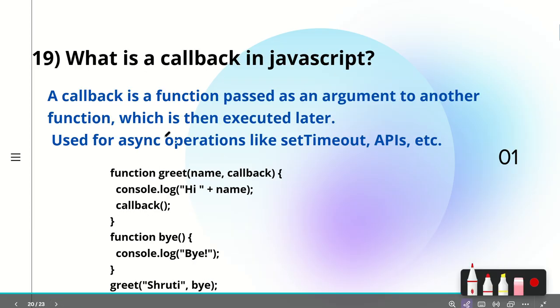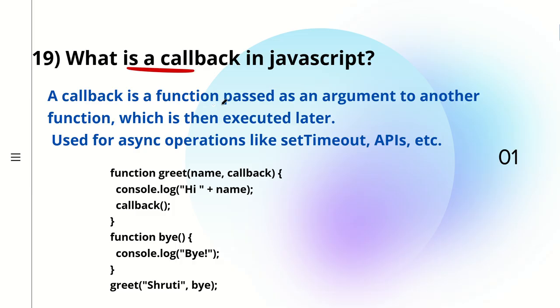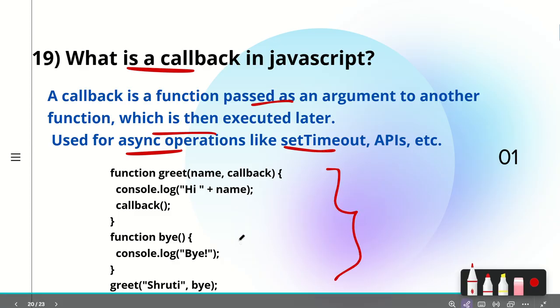Now let's get into 19th question, that is what is callback in JavaScript. A callback is a function which is passed as an argument to another function. What is that another function called? It is called a higher order function, which is then executed later. So whatever callback function you're passing, it will be executed later. It is used for async operations like setTimeout, APIs, etc. Let us see an example and try to understand what callback functions are.